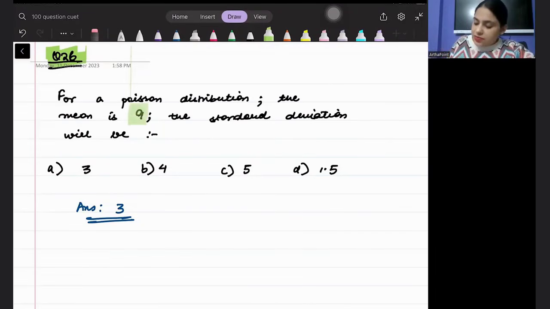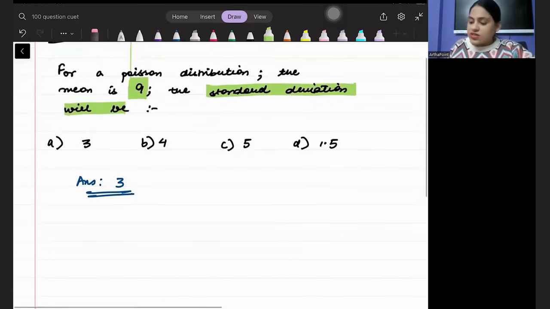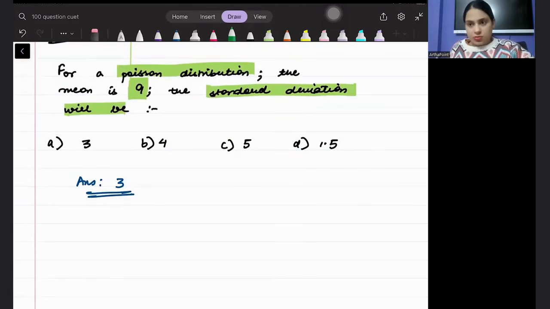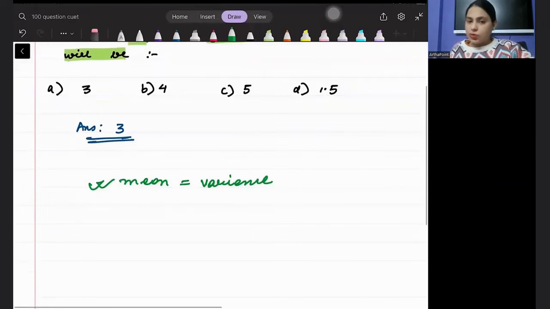Mean is 9 and the standard deviation will be... So beta, what is one property of Poisson distribution? In Poisson distribution, the mean and variance are both equal to each other. In Poisson distribution, mean and variance are equal to each other.